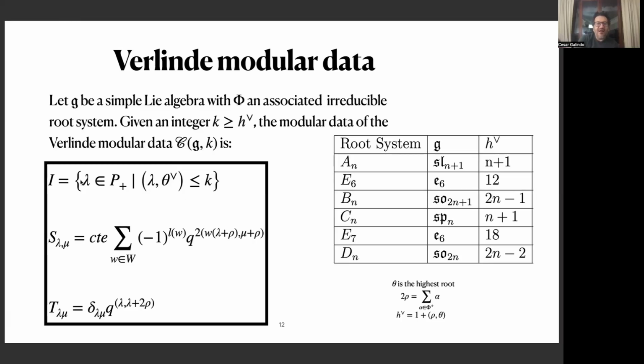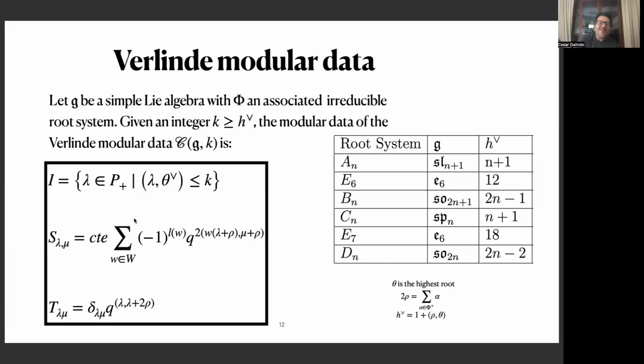Give me a second. Then the set of labels are all the positive weights that satisfy this equation. In a second, again, I will try to give an example. And the S matrix is computed using this concrete formula that is given in terms of the product of the root system, this rho that I explained here, and some sum over the Weyl group of the root system. And again, the T matrix is described using this product.